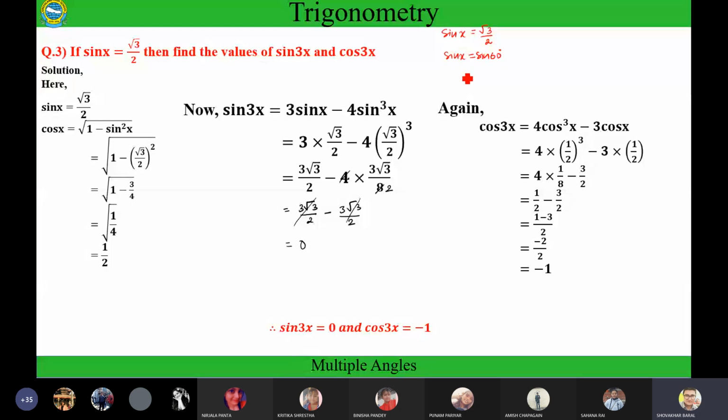So sine and sine will be cancelled. Here x will be equal to 60 degrees. During your examination, I request you to solve by this method. If you solve by this method also, then it will not be a mistake.